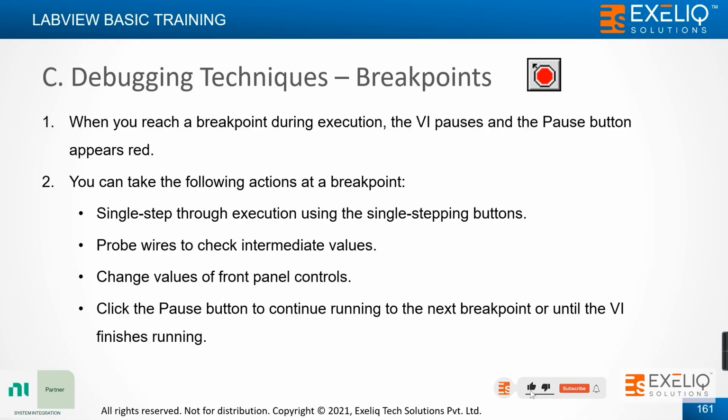Now, your code has been paused, so you can take multiple actions at that moment to debug your code further. The first thing that you can do is single stepping, which we covered in the last video. We can probe wires to check the intermediate values. You can change values on the front panel because our VI is paused, so you can do anything on the front panel. And when your debugging is done, you can hit the pause button again to resume the code, and your VI will run as smoothly as before.